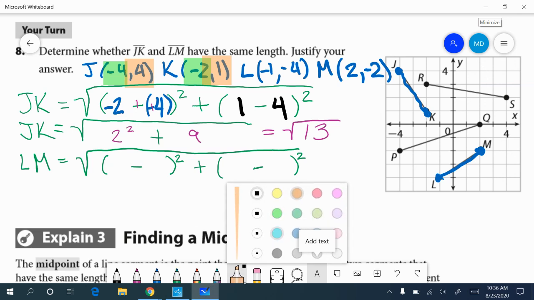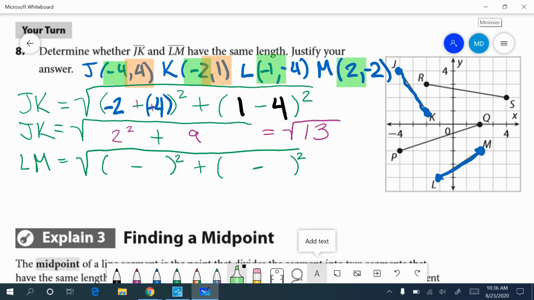So let's go ahead and highlight our x values. We have -1 and 2. And I'm going to plug those into my distance formula. So I'm going to put the 2 there and the -1 there. I could flip it around and do it the other way. I just have to make sure whatever I choose to do for the x's, I do the same order for the y's. And then we're going to look at our y's. We have -4 and we have -2. So the same order means I'm going to write -2 first and then -4.